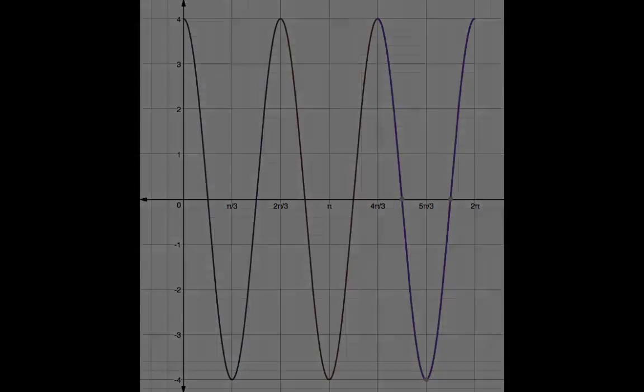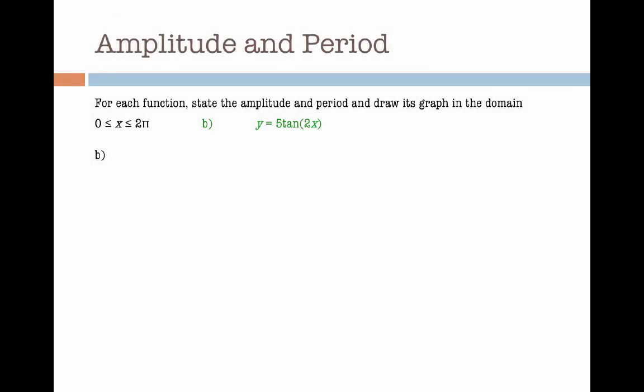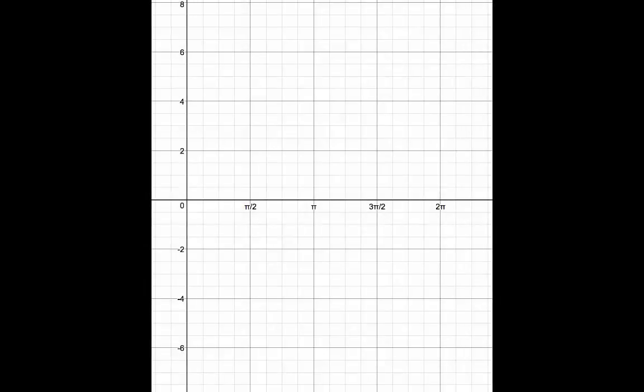Let's try and draw our next graph. This graph is y equals 5 tan 2x, and in order to draw y equals 5 tan 2x, I have to know what y equals tan x looks like. Y equals tan x has asymptotes at pi on 2 and 3 pi on 2. Between 0 and pi on 2, the graph starts with a y value of 0 and then tends towards infinity the closer it gets towards its asymptote.